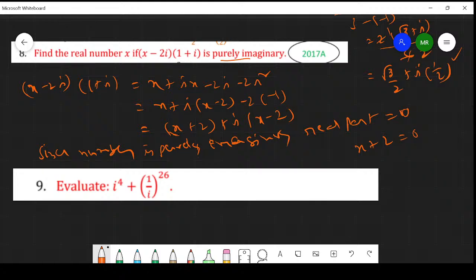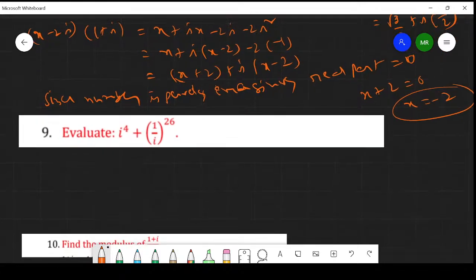Let's expand this: you have minus 2i square, then you have plus 2, so x plus 2. Since the number is purely imaginary, the real part will be 0. This is the real part, x plus 2 equal to 0, x equal to minus 2. That is the required answer.